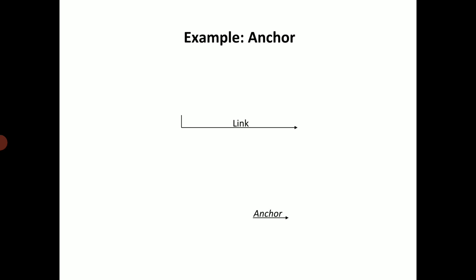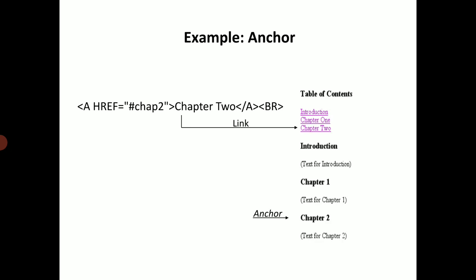For example, a link and anchors. First one, a href equal to chapter 2, and the text here is chapter 2. This is the link like this. Okay, chapter 2 is a link, and the second one is a place, that is, a name equal to chapter 2, that is chapter 2. This is a place; by clicking a link called chapter 2 we will reach this place, that is chapter 2.